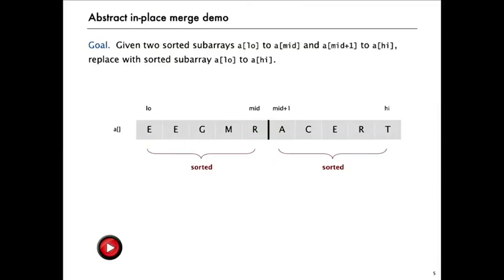So the idea of Mergesort is based on the idea of merging. And so to understand how merging works, we'll think about the idea of an abstract in-place merge. So we've got an array A, and its first half is sorted, and its second half is sorted. And the computation we need to perform is to replace that with the sorted array where those two subhalves are merged together. Let's look at a demo.